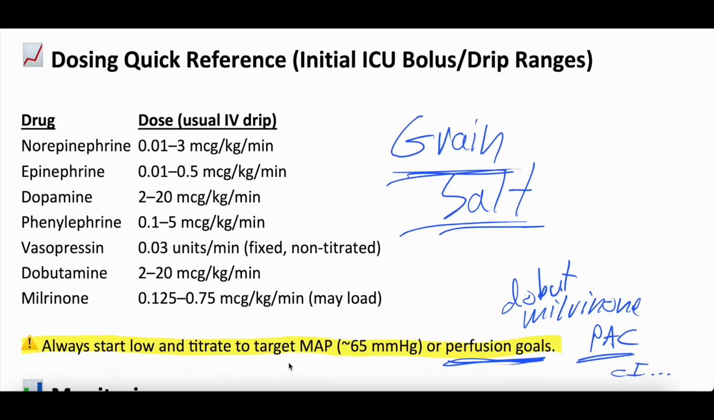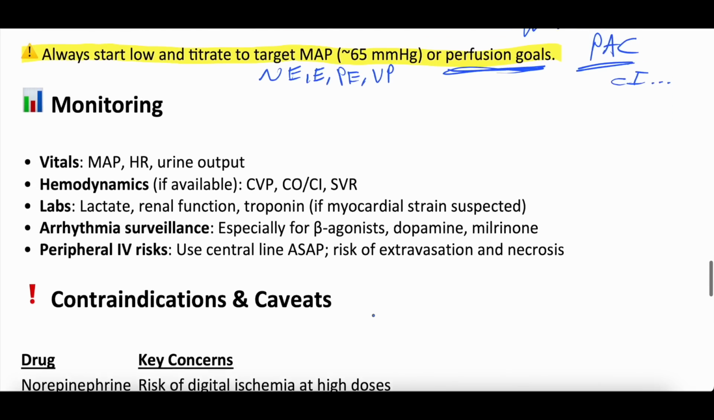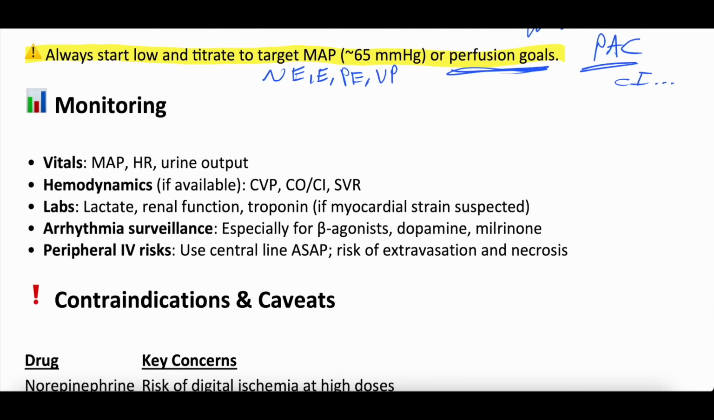Whereas for pure vasopressors like norepinephrine or epinephrine or phenylephrine or vasopressin, you're really targeting a MAP of 65, as we've talked about in different shock videos in our critical care playlist if you're interested. When we monitor these patients, we need to think about the things we're using the vasopressor or inotrope for. So if we're doing it to protect the MAP, we need to monitor that the MAP is 65.